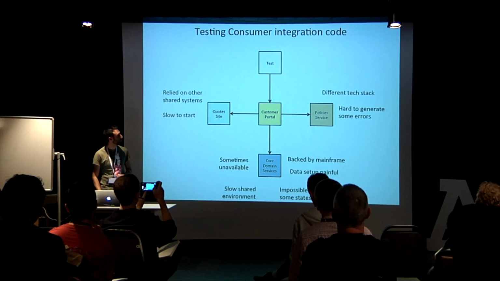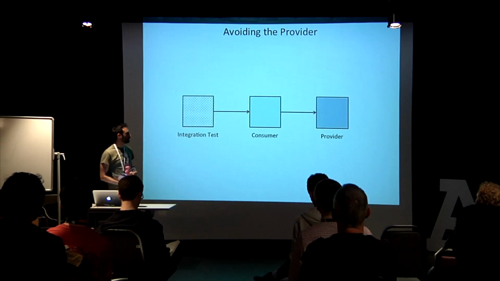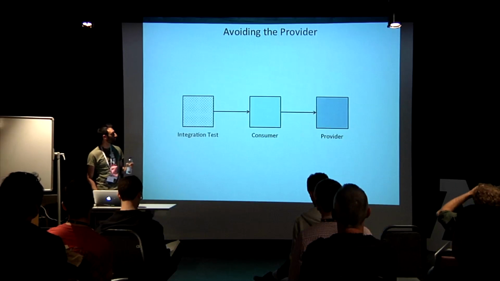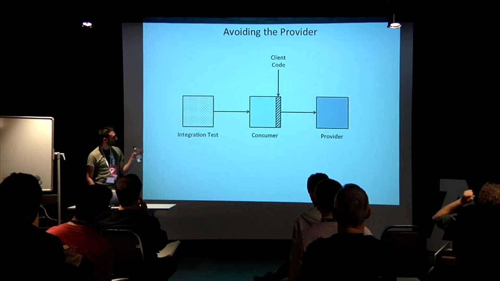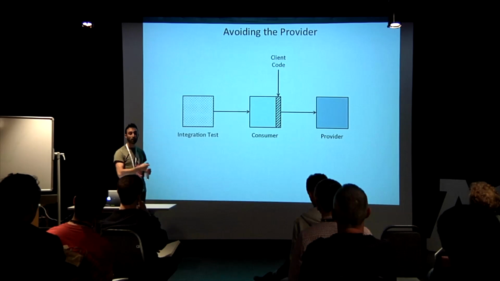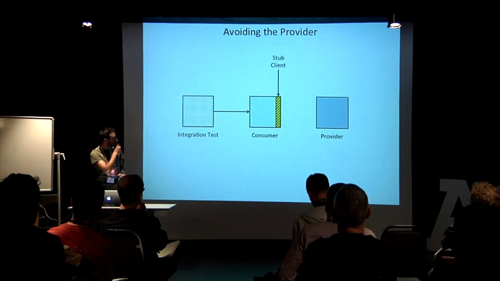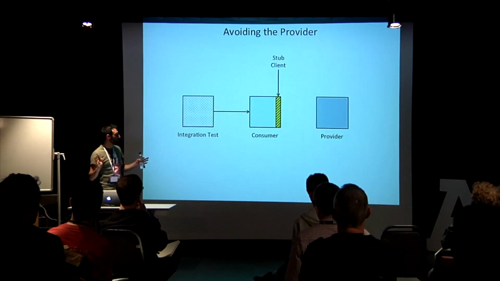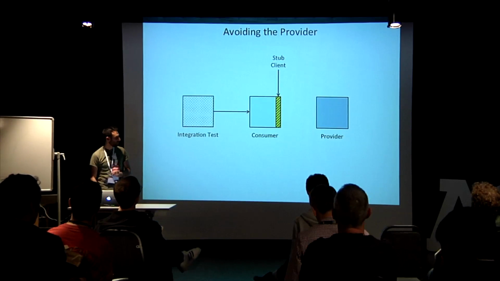So typically, when we are in this situation, we've got, let's say, an integration test that drives a consumer that speaks to a provider. If that provider is painful, we try and avoid it. And in terms of the consumer's architecture, we might have some client code that is the class responsible for making a request and parsing the response, and we stub that out. So brilliant, we can stop worrying about the provider. Excellent, we can run our test, that'll be nice and quick, everything's under our control.